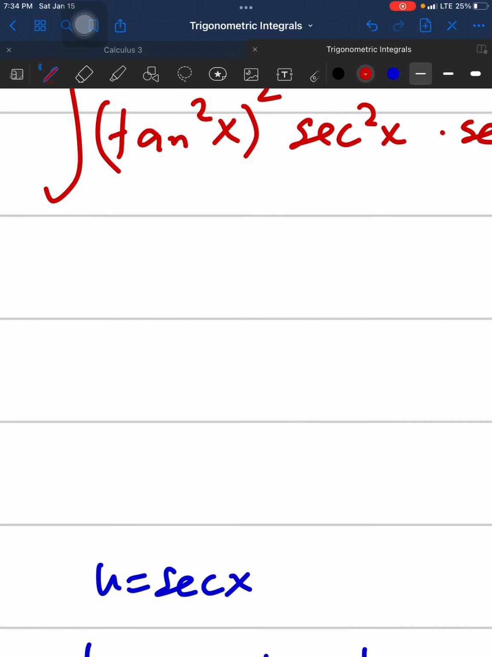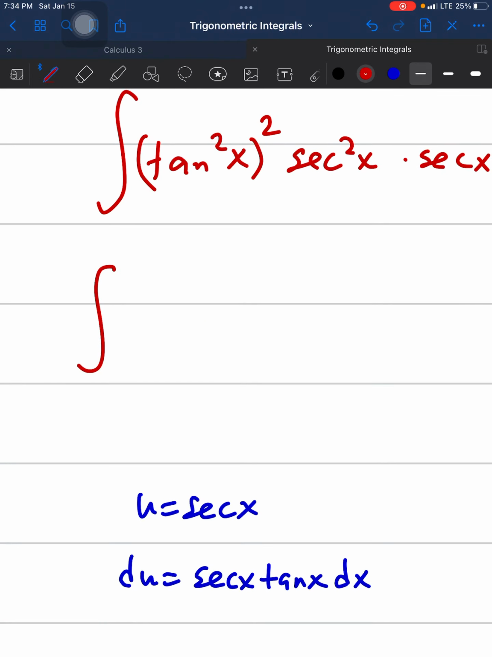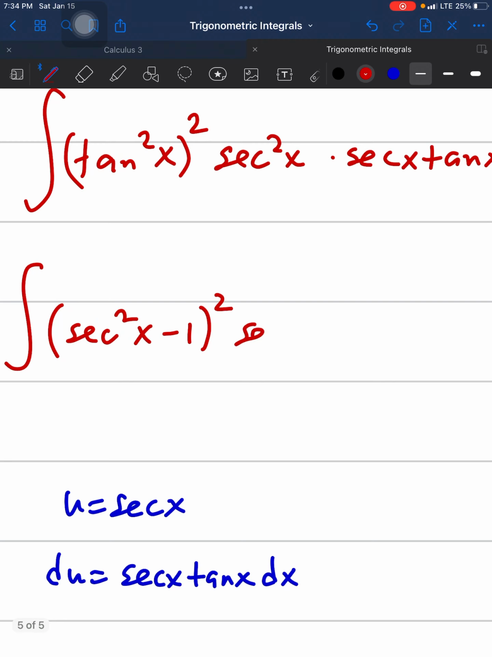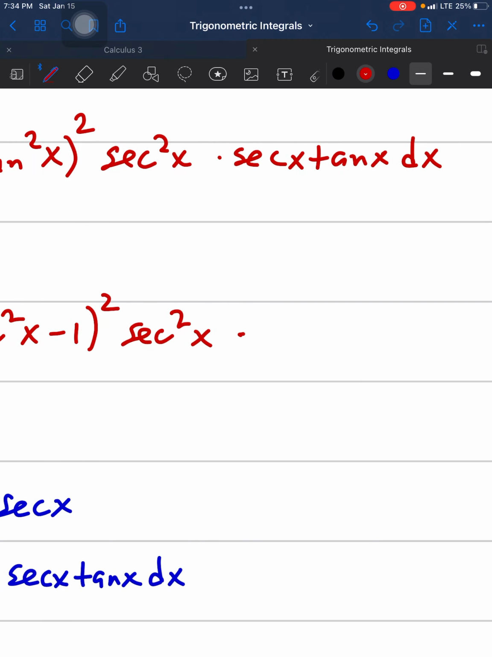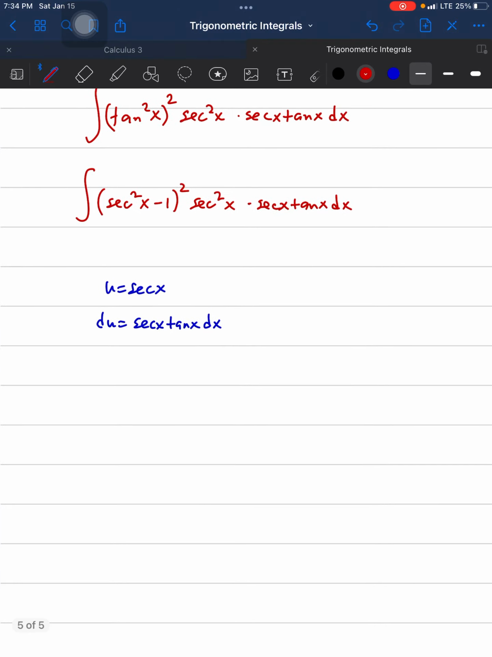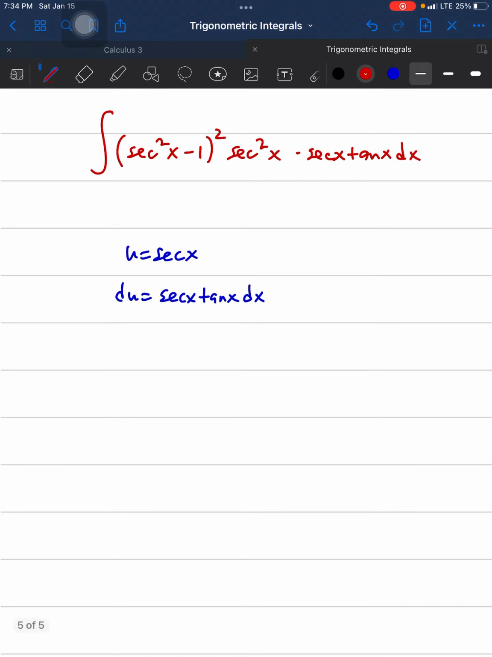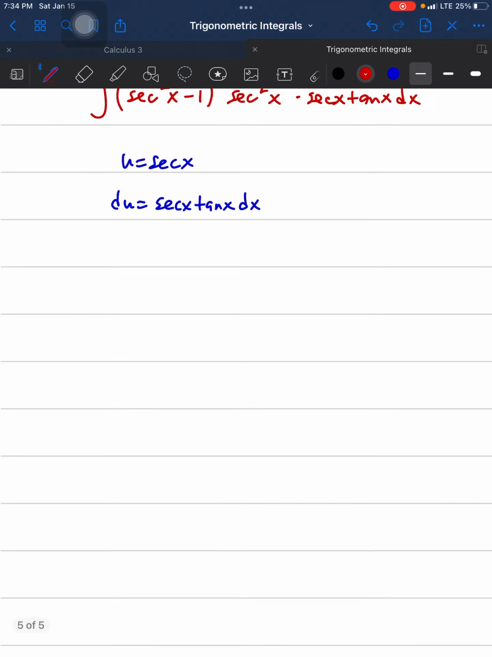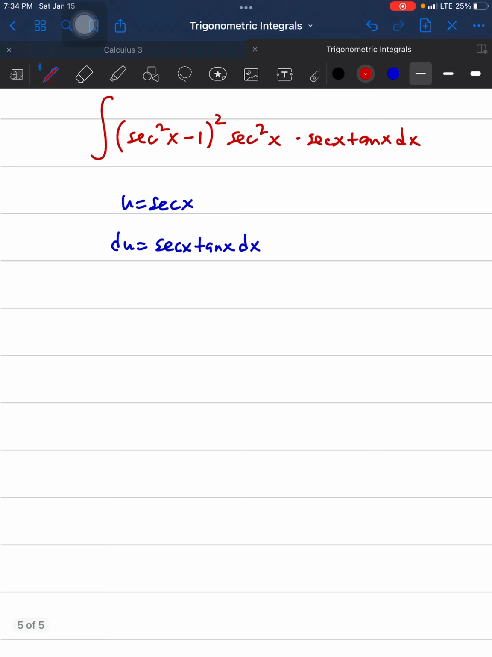Before we even substitute, one thing we have to do is use the Pythagorean identity. Almost forgot about that. So tangent squared x is just secant squared x minus 1, squared, times secant squared x times secant x tan x dx. So this is what we end up with after we substitute the Pythagorean identity. Now we can use u substitution.